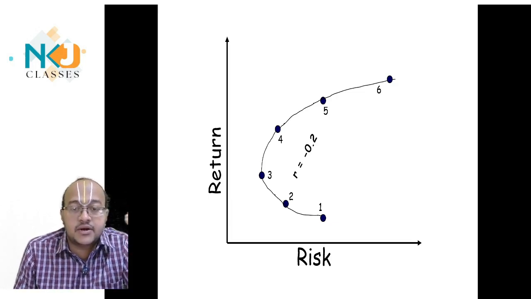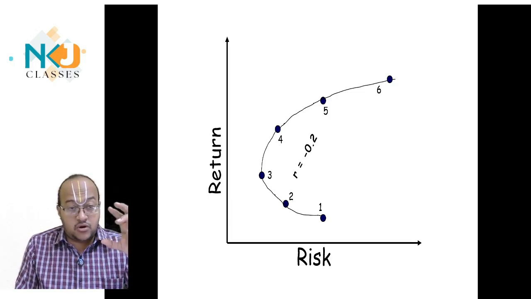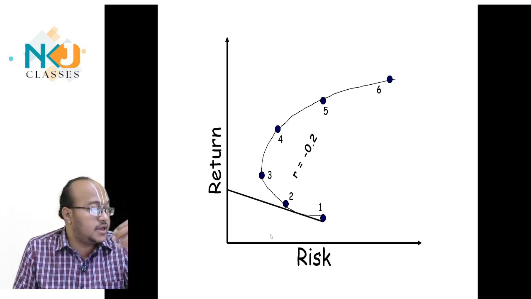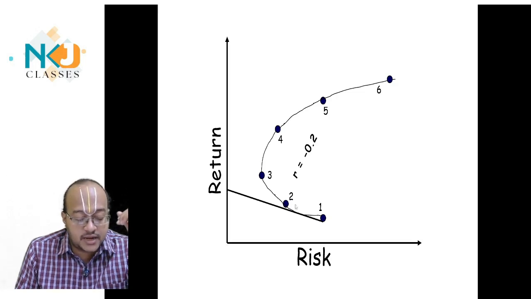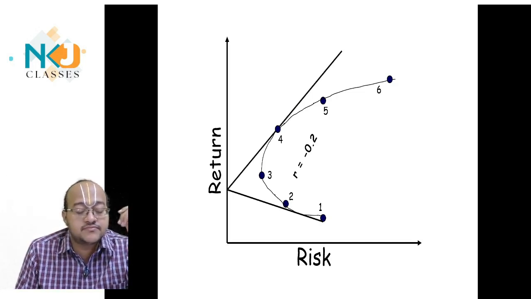How to find it? I will tell you. There is a formula again. Are you understanding? When the correlation is exactly minus 1, what will happen? See here, the line will touch the y-axis. Why? Because the risk is 0. It will touch the y-axis, and then it will move upwards.